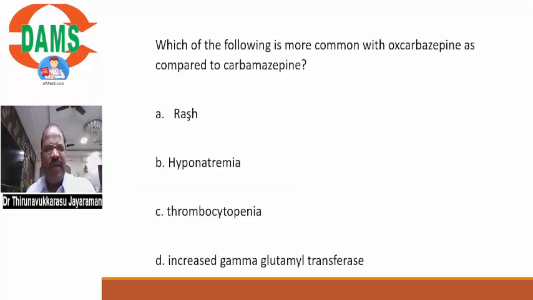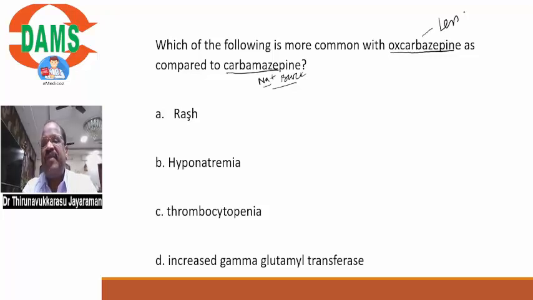Next. Which of the following is more common with oxcarbazepine as compared to carbamazepine? See, carbamazepine we know is one of the standard sodium-blocking anti-epileptics. It causes so many problems like rashes, hepatotoxicity, bone marrow suppression, hyponatremia, all this. But we have oxcarbazepine, a better tolerated drug having fewer adverse effects. But one question.